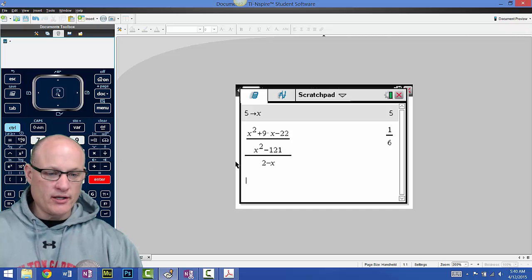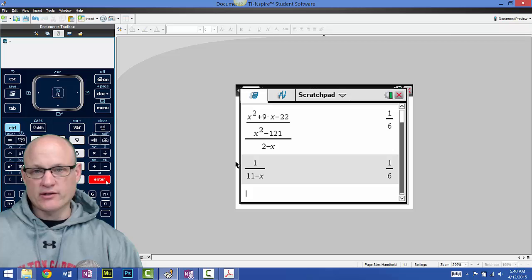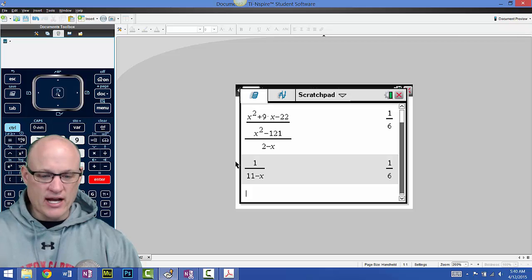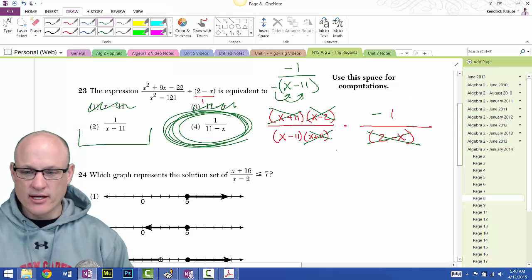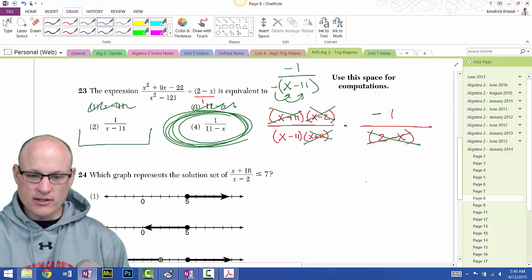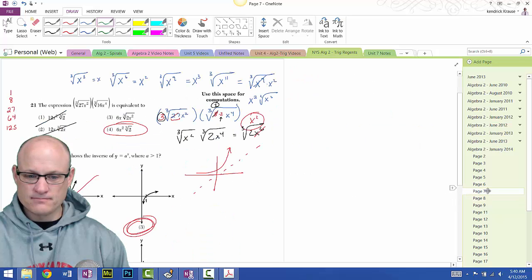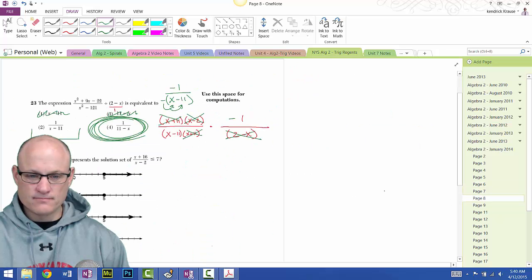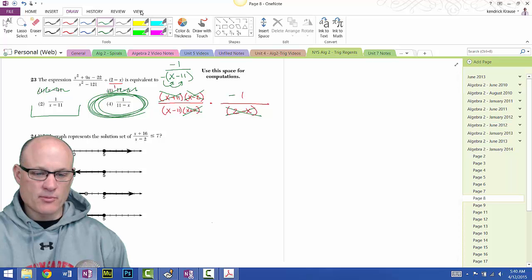Let's see if my answer gives me 1/6. So 1, control division, 1 over 11 minus x. That was what I chose as my answer, 1/6. Another quick way to check to see if you got it right. I'd like to know for sure if I got it right. All right, so what we got here? We got something that's screwing up again. All right, I think we're back. Page width.